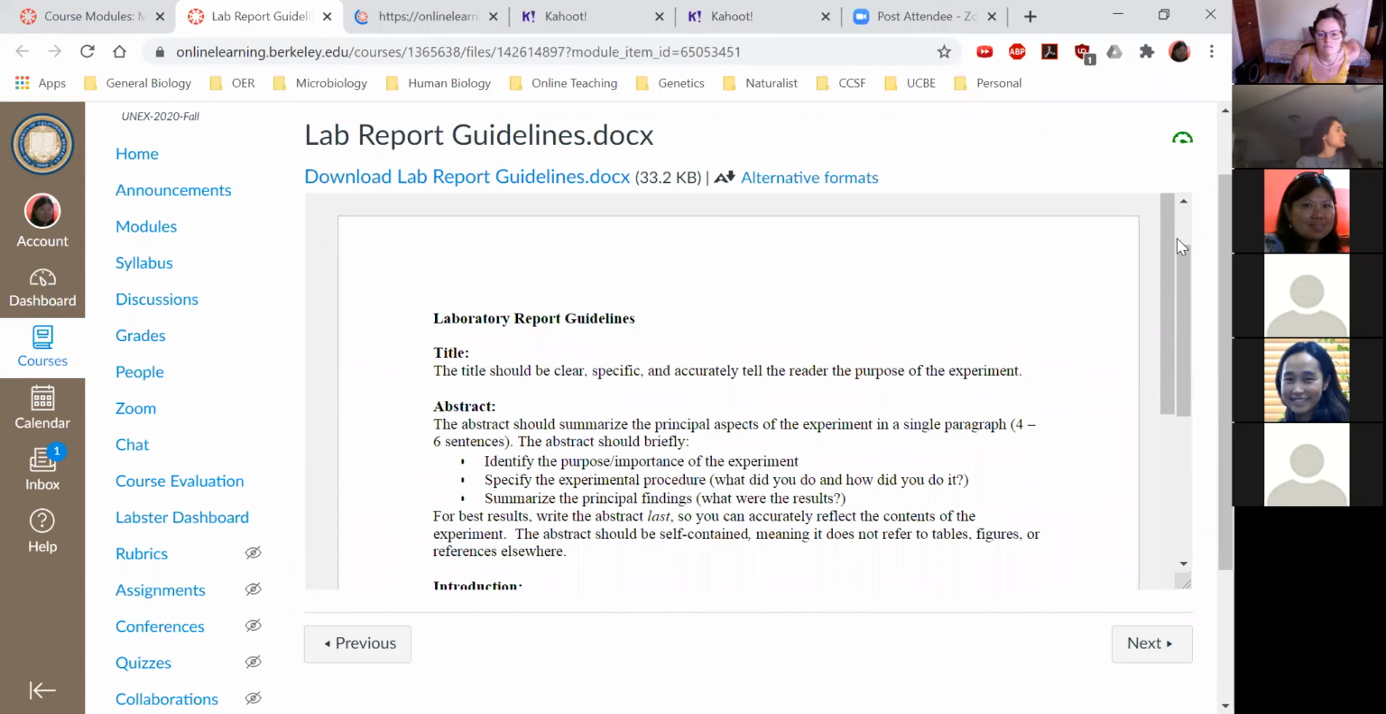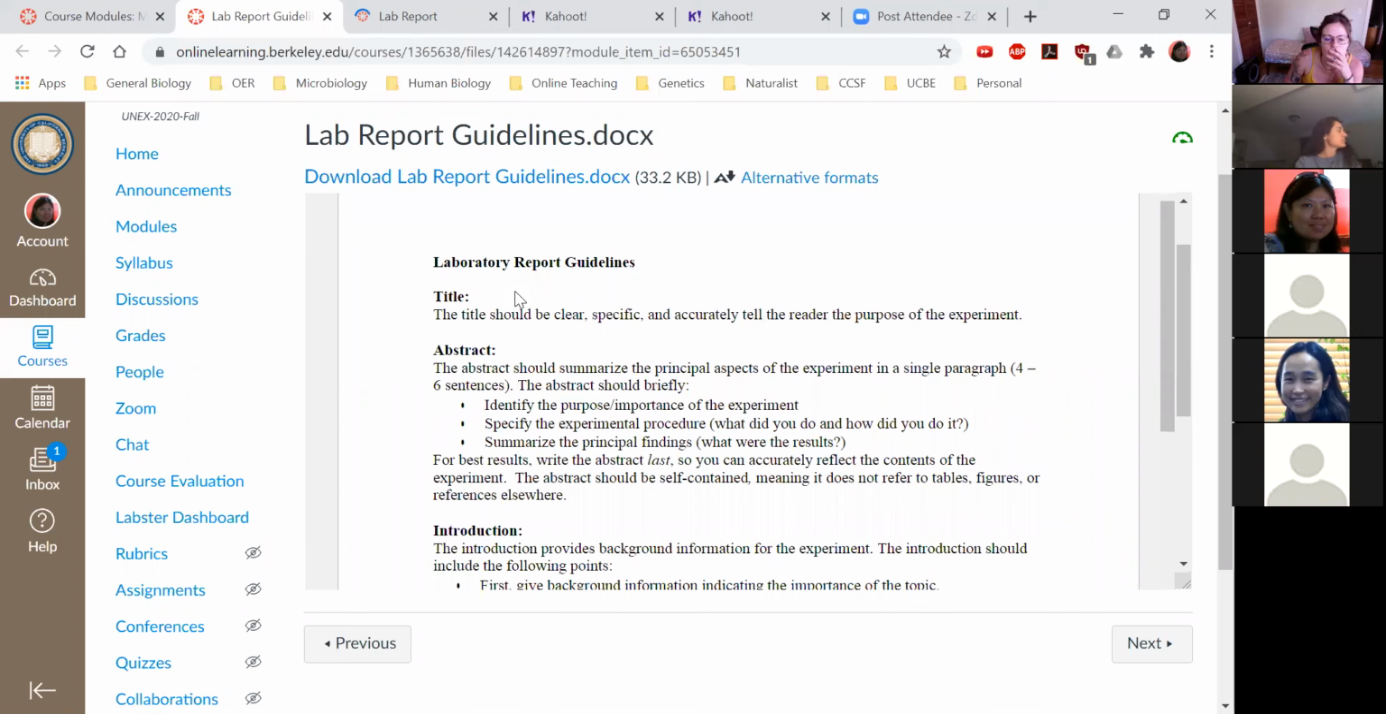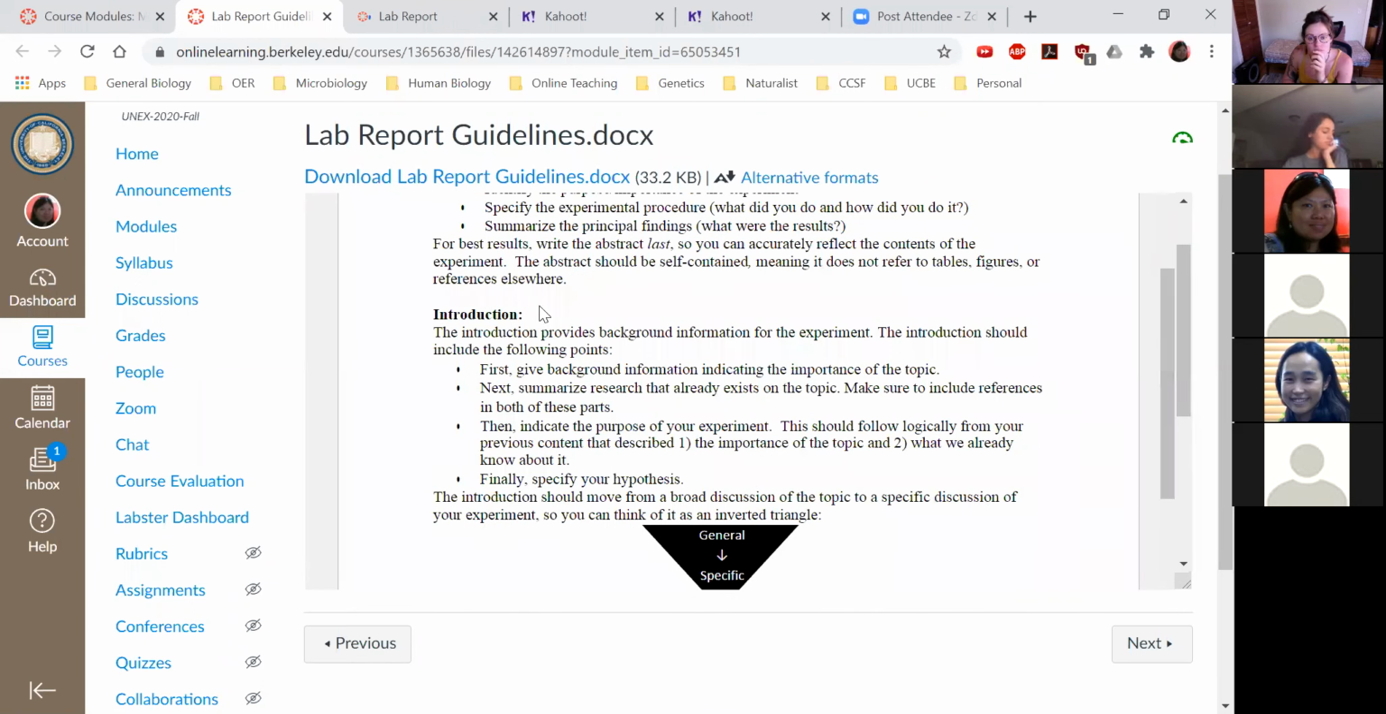It just talks about the different parts of the lab report. Usually, you want to have a title. It's formatted like a paper. So you have a title, and you want to have an abstract. When you write a paper, the abstract is the last one to write, because you want to write all the other parts so that you know the full story, and then the abstract is the summary of what the story is all about.